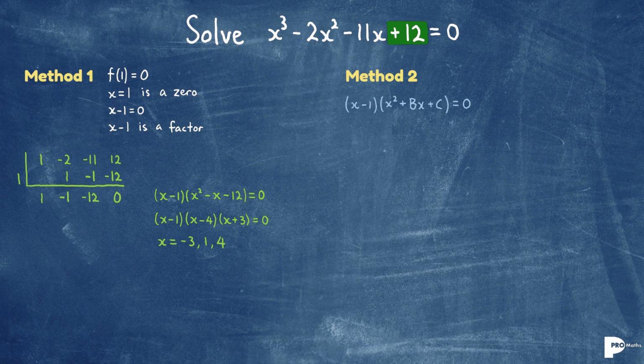Now looking at the constant, the only way to get a constant is -1 times c, and it must equal +12. So c must be -12. To find b, you can use the x squared term or the x term. Doesn't matter. Let's use x squared. The only way to get x squared is by multiplying these two and these two. So bx squared take x squared must equal -2x squared. This means that b must equal -1.